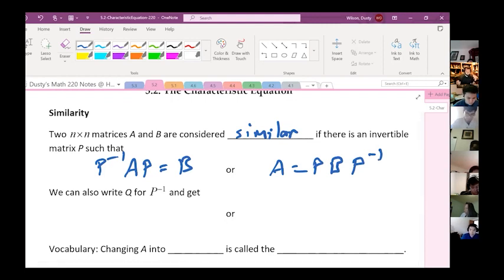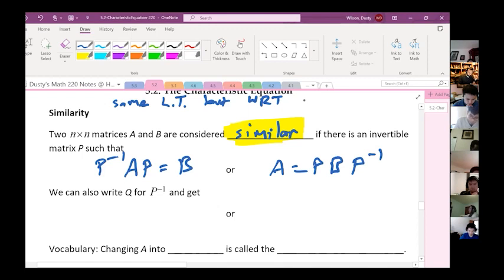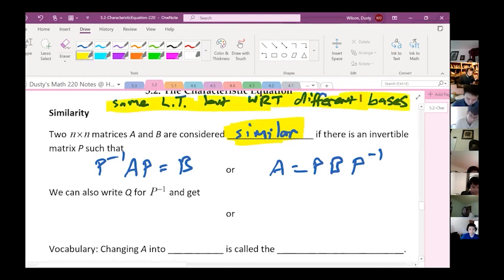Before we get too carried away, let me just make sure you have some idea why this matters. What's this whole thing about similar about? This is the same transformation, but with respect to a different basis. Same linear transformation, but with respect to a different basis. Okay. So that's what this whole section is about.